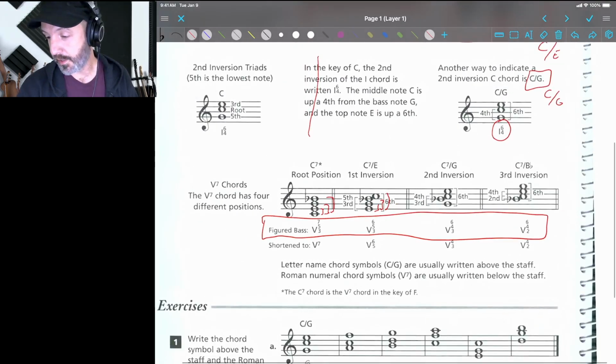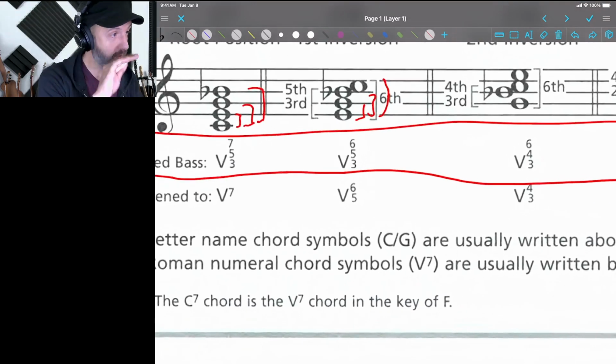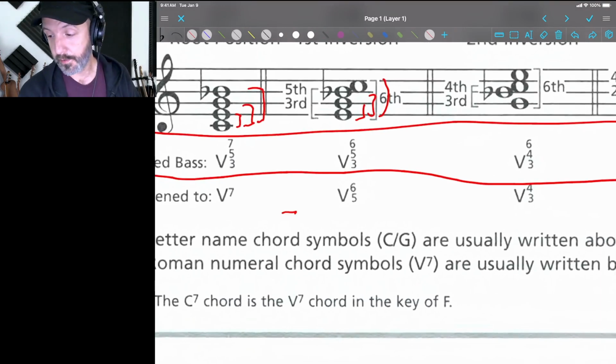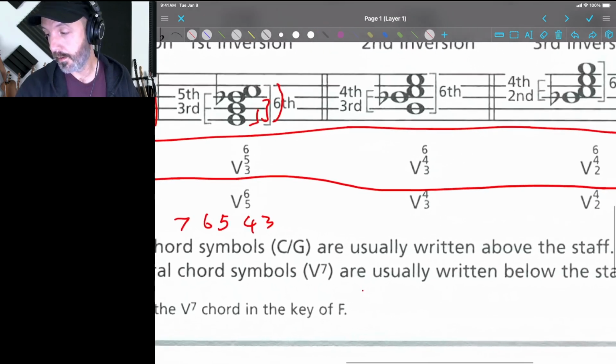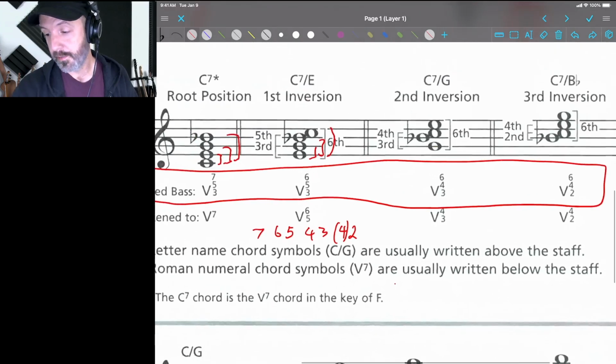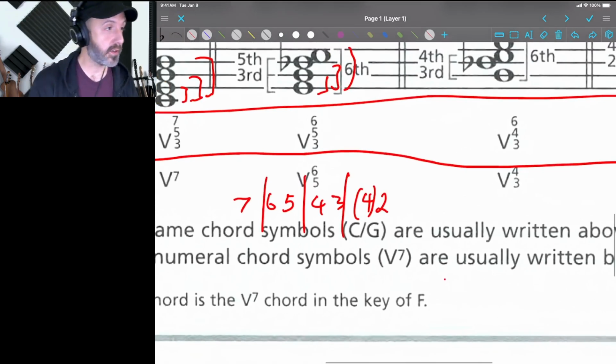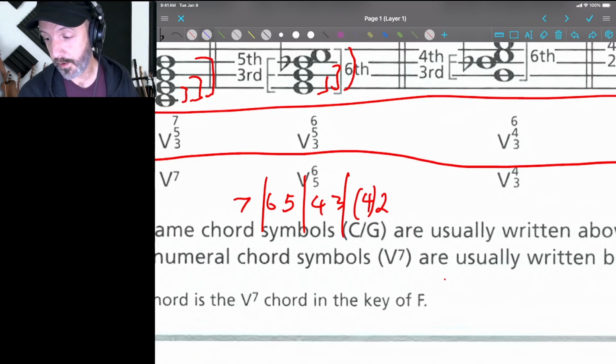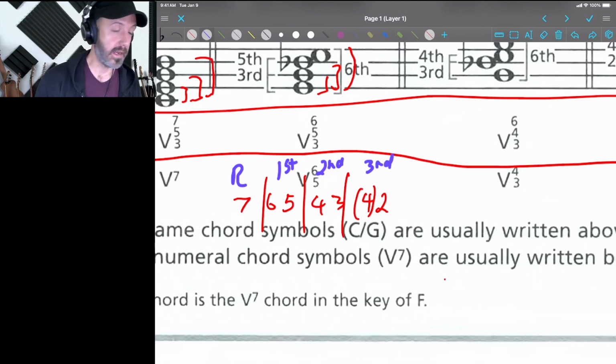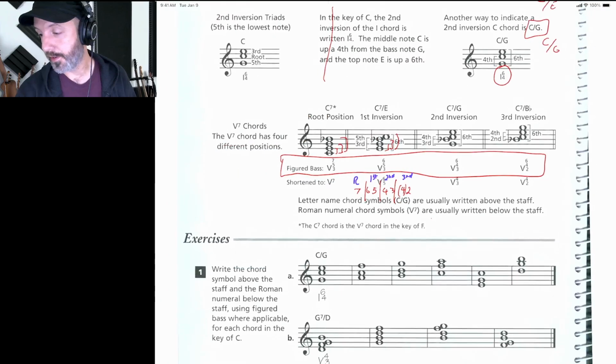So here's a trick you can do, if you're trying to remember for seventh chords what the order is. You just do a countdown: 7, 6, 5, 4, 3, and that changes a little bit: 4, 2. So maybe put the 4 in parentheses. If I see it's a seventh chord and I'm trying to remember what the figured bass is, then for root, I can write that countdown: first inversion, second inversion, third inversion. I know, it's a lot. Just let it wash over you.